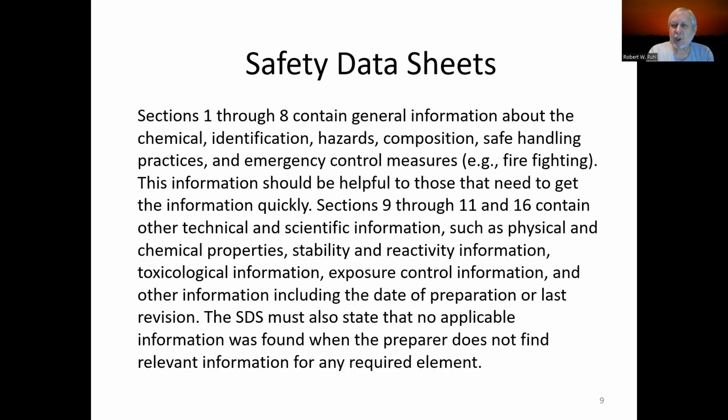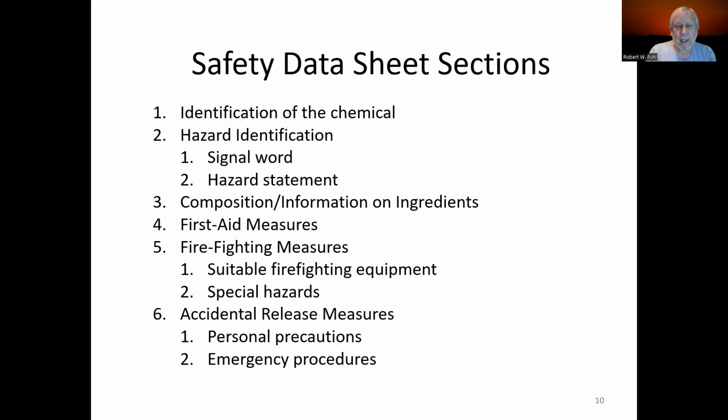Sections 1 through 8 contain general information about the chemical, identifications, hazards, composition, safe handling practices, and emergency control measures, such as firefighting. This information should be helpful to those that need to get the information quickly. Sections 9 through 11 and 16 contain other technical and scientific information, such as physical and chemical properties, stability and reactivity information, toxicological information, exposure control information, and other information, including the date of preparation or last revision. The SDS must also state that no applicable information was found when the preparer does not find relevant information for any other required elements.